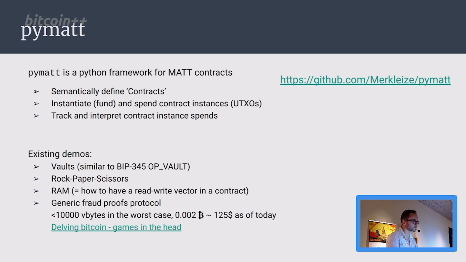I will not present this today. But since it's popular to show the V-bytes these days, if you implement fraud proofs with sMATT for the most complex computations, with something like 4 billion steps, the expectation is that in the worst case, the non-cooperative case where the entire fraud proof bisection protocol needs to go on chain, the total cost will be less than 10,000 V-bytes. Which at today's fees is around $125. So not bad. I have a blog post on Delving Bitcoin that describes all these things.